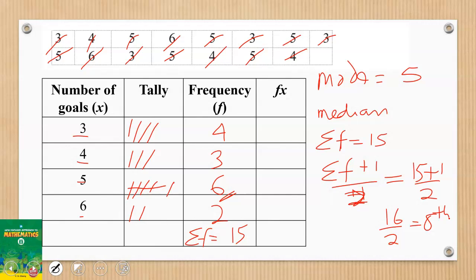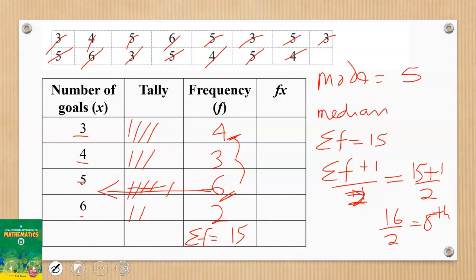For the 8th position, we start counting down from the frequency 4 until we get to 8. So from 4 we add 3, we have 7. 7 plus 6, we have 13. And so the 8th position is within this set. So we move it down here, and our median becomes 5.